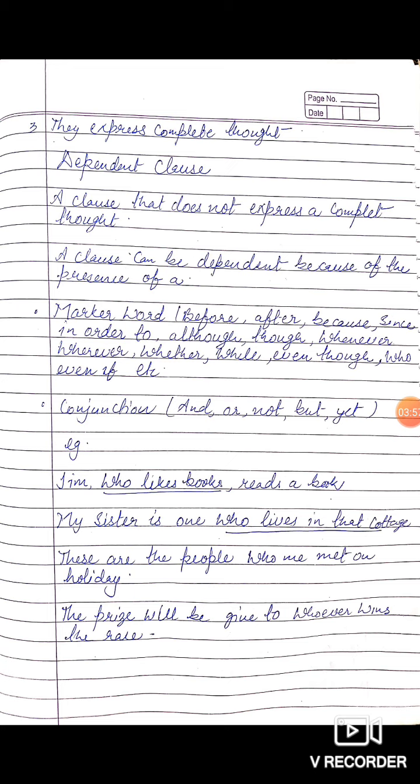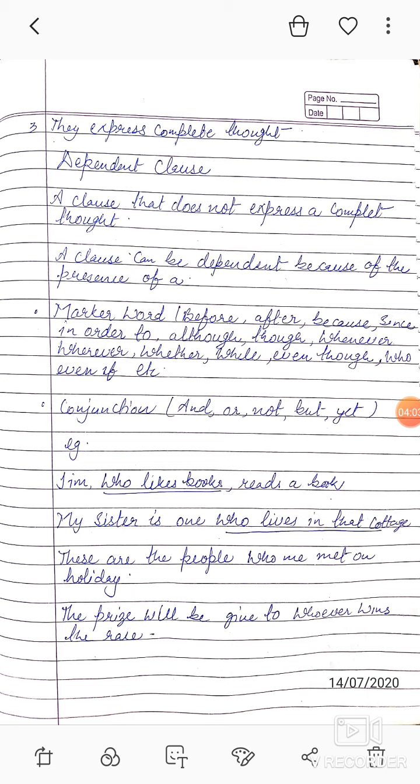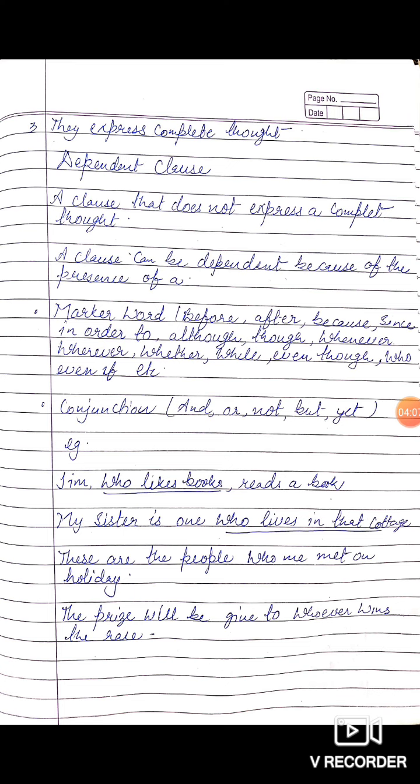Jim, you can easily identify, you can see the underlined words who likes books. That is what? That is a dependent clause. Who likes books? It's incomplete, but still it requires other words to complete its sense. So that's why it's a dependent clause.